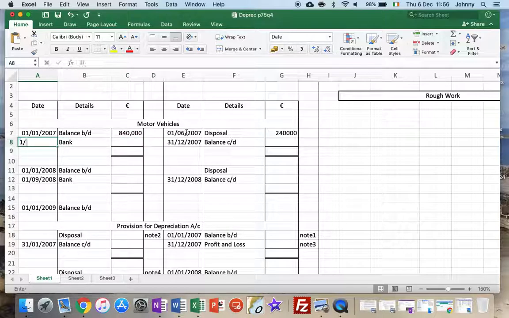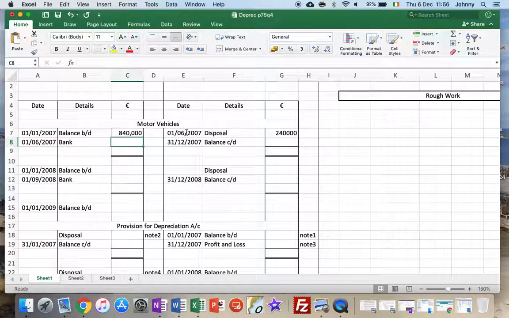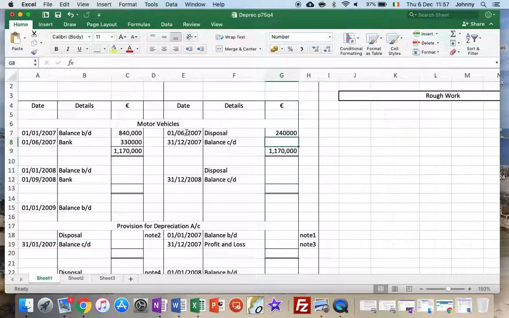Again, that happened on the 1st of the 6th, 07. The bank figure is what the new vehicle is worth. Paid 330 for the new vehicle, received compensation of 105. So the new vehicle is worth 330. The balance CD is going to be adding up the two sides: 840 plus the 330. That's the total there, which is the same total over here. The balance is the new total minus the one that we disposed of. So we start off next year with 930.